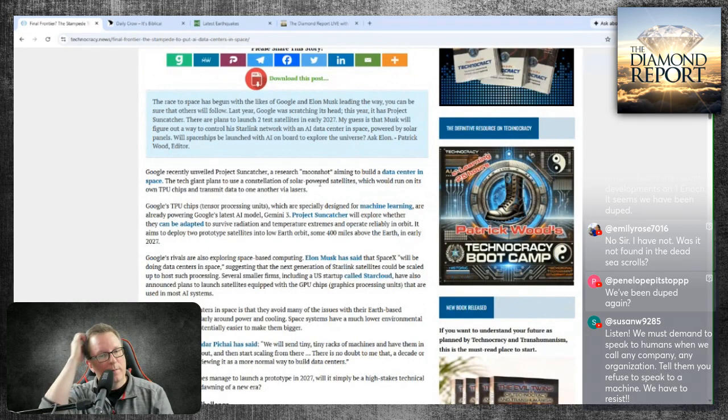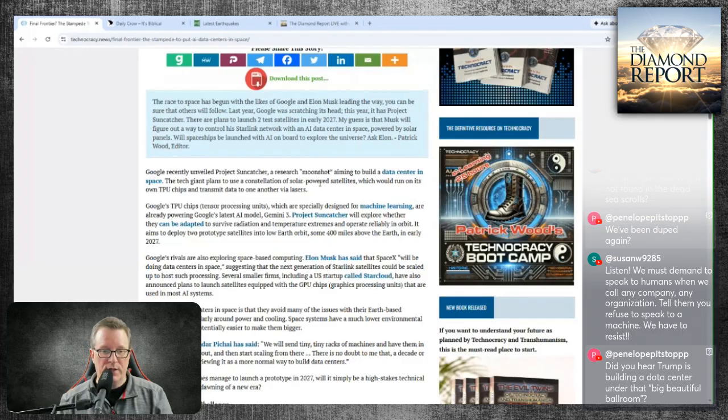Google recently unveiled Project Suncatcher, a research moonshot aiming to build a data center in space. The tech giant plans to use a constellation of solar-powered satellites, which would run on its own TPU chips and transmit data to one another via lasers.